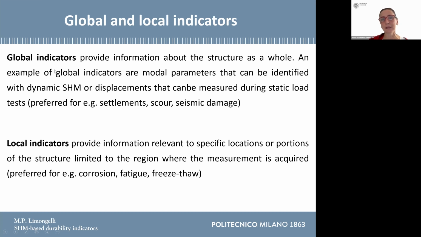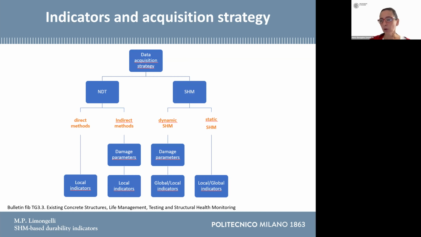So if I use a global indicator to convey information about corrosion, it is not a very effective indicator. Now, this is something on which we started a discussion in our bulletin, the bulletin of TG 3.3 that Alfred was mentioning. We have a chapter of the bulletin that deals with local tests, and another chapter that is about global tests. Local tests are tests that allow to measure local indicators. Global tests, like, for example, dynamic tests or proof loading, are tests that allow to measure global indicators.